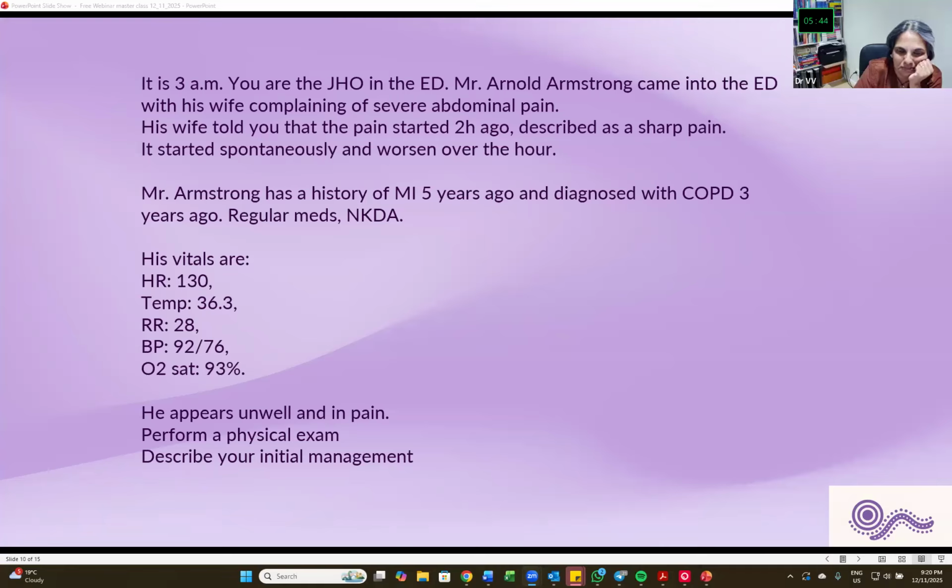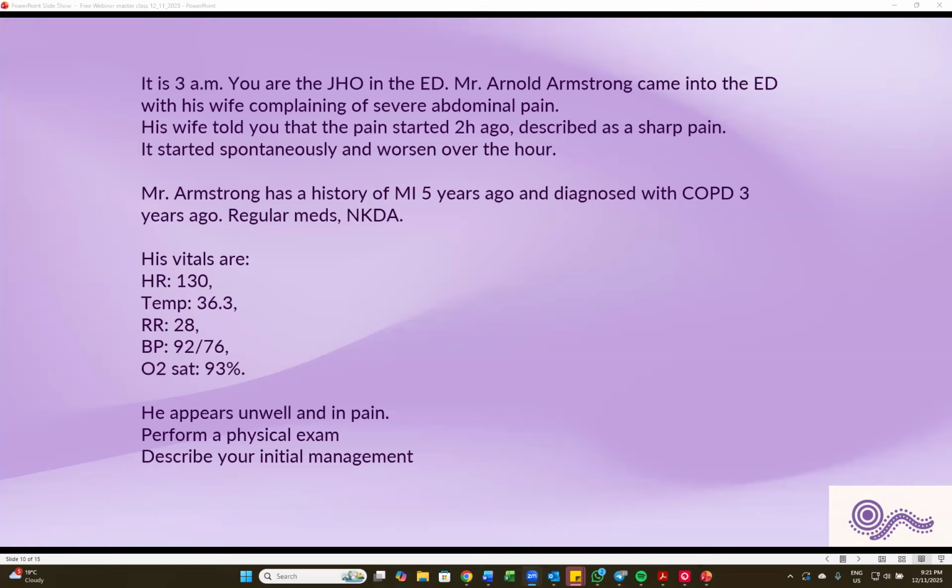So on inspection, I can see that the patient is in pain, and I'm looking for any cardiorespiratory distress, and he is able to speak in full sentences. I noted that he is tachycardic, tachypneic, and his saturation is low. For the cardiovascular exam, I'm starting with the neck.